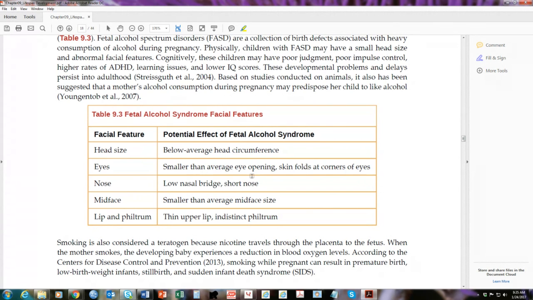And so you can see a number of really just devastating defects. Below average head circumference, along with mental retardation. Also, even when small amounts of alcohol are consumed, there's a greater risk of development of attention deficit hyperactivity disorders. So sometimes you don't even notice it, but behaviorally it can have an effect.